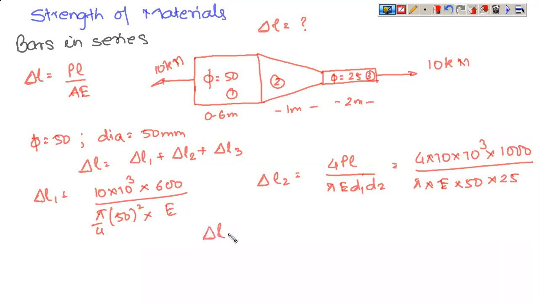And similarly, you can calculate delta L3. This will be again given by PL by AE. So this is 10 into 10 to the power 3 multiplied by, this is 2 meters, so this is 2000 divided by AE. So this is pi by 4 into 25 whole square multiplied by E. So you individually calculate the values of all these three elongations and sum them up so as to find out the total change in length.